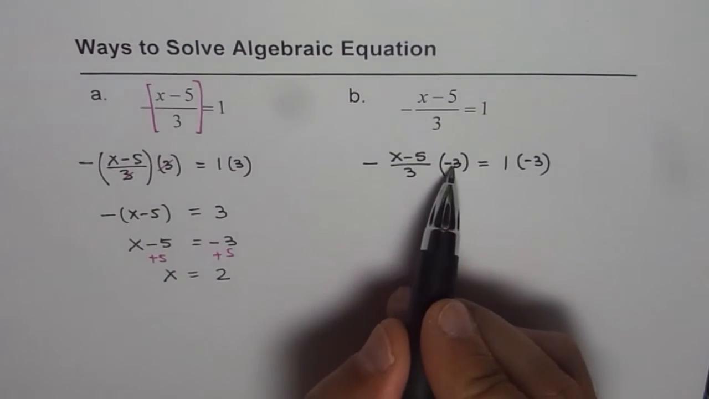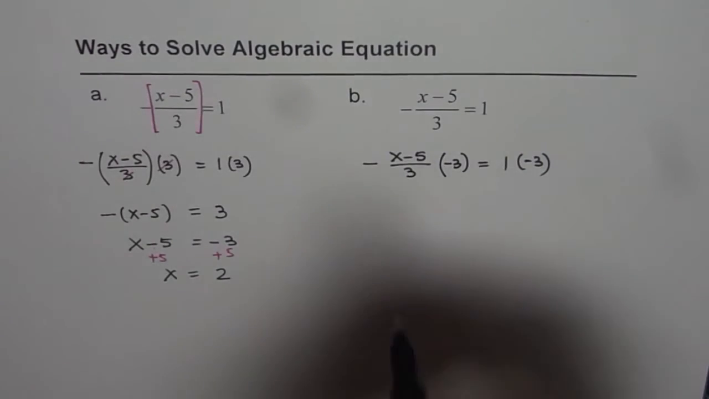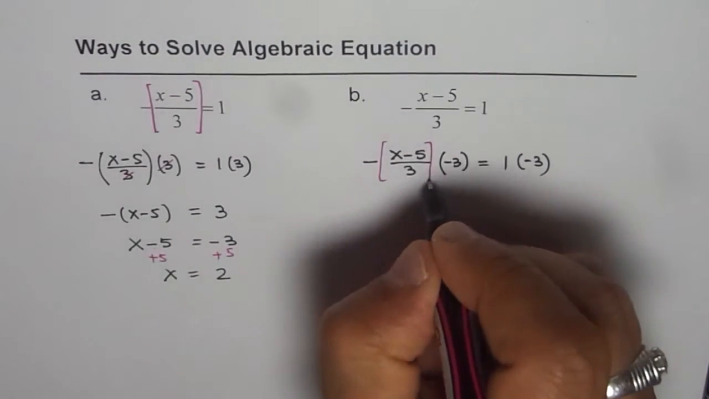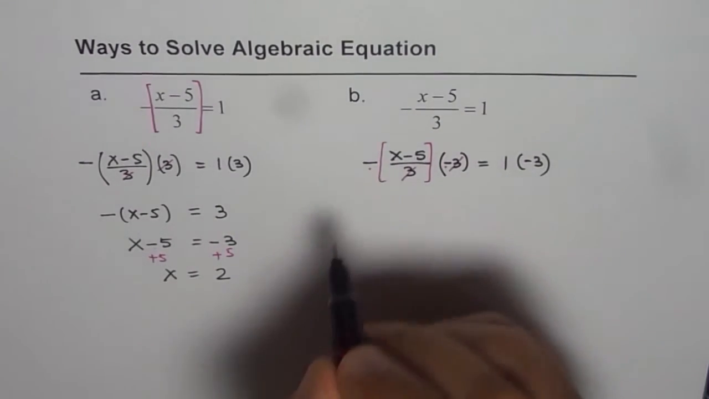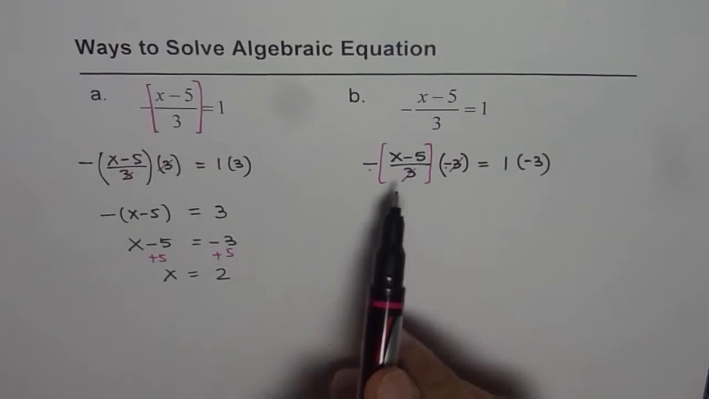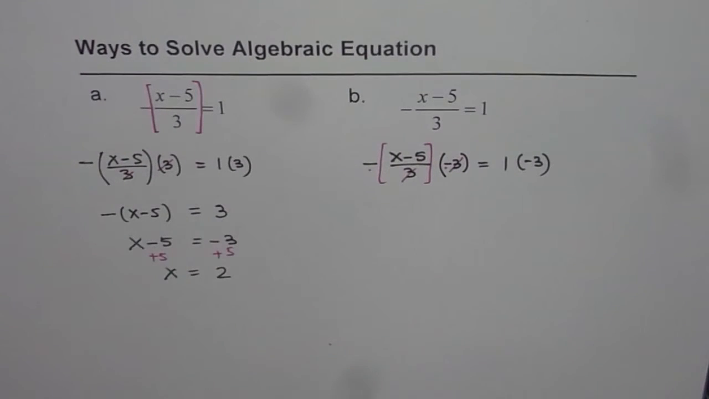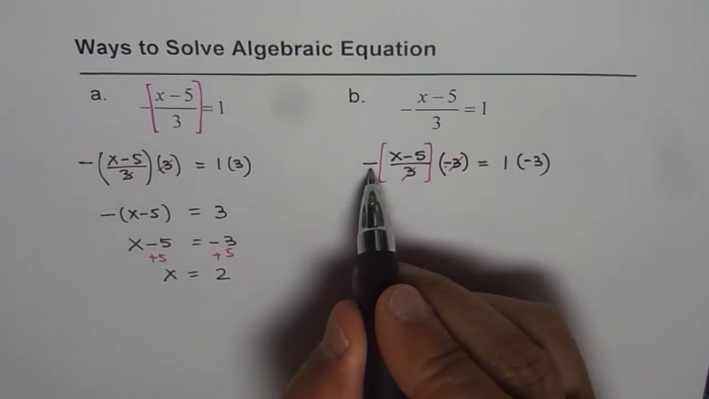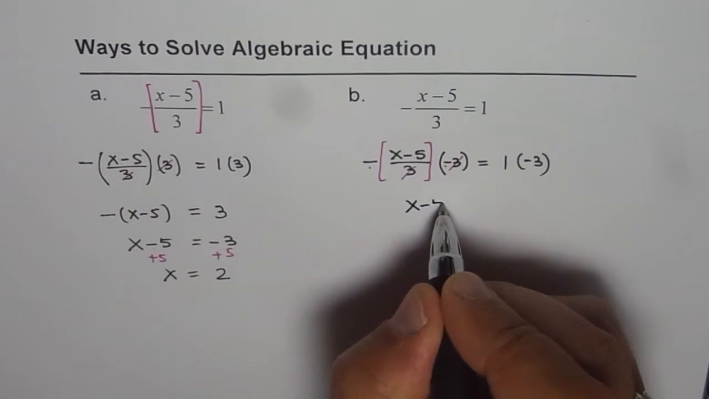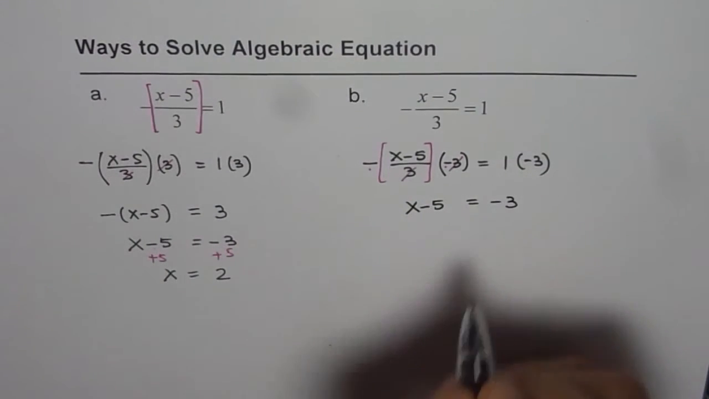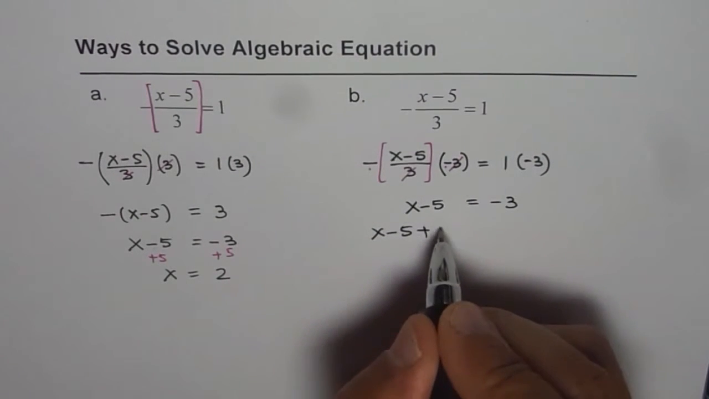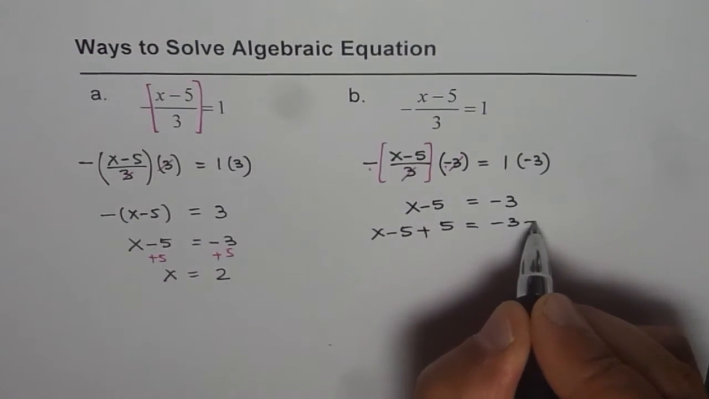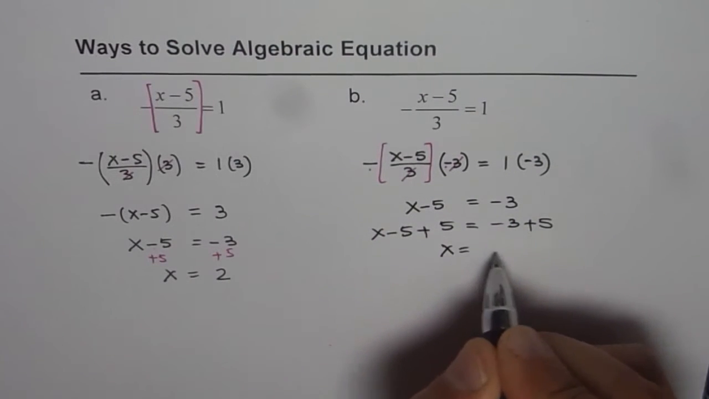Now if I multiply by negative 3, this is one full fraction. Think as if 3 divided by 3 is 1 and negative times negative is positive. Do you see that? So what we did here, we combined these two steps together. So negative times negative is positive. So you're left with x minus 5 equals negative 3. Now you can add 5 both sides. You get x minus 5 plus 5 equals negative 3 plus 5, or x equals plus 2.